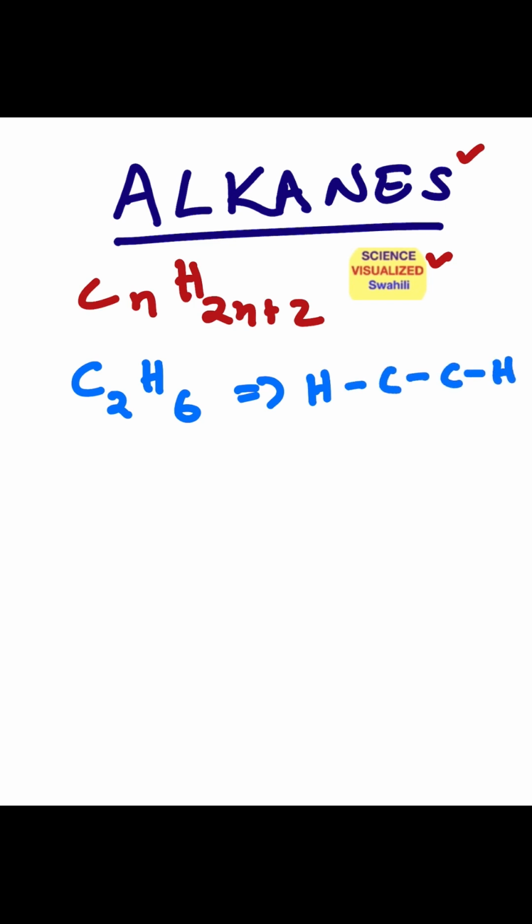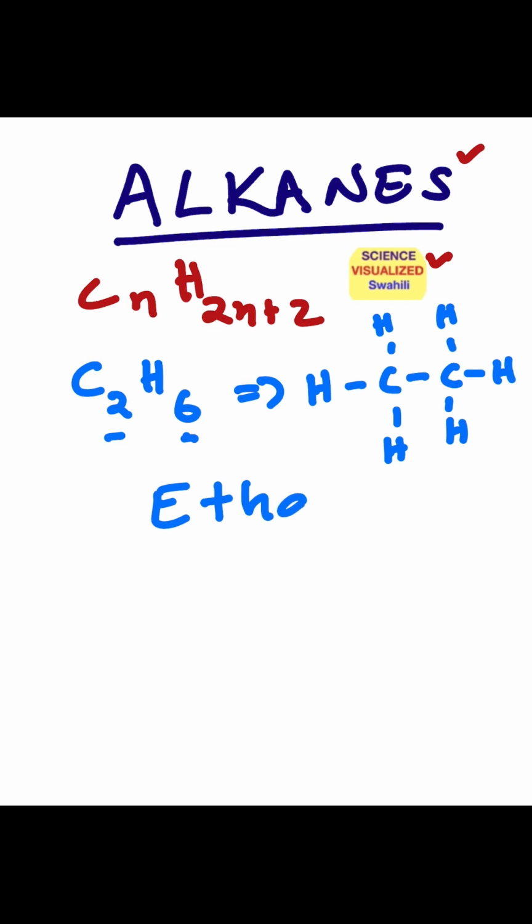Now, if n is 2, then the alkane for that will be C2H, 2 times 2 is 4, plus 2 gives you 6, and that can be drawn as 2 carbons. Carbon makes 4 bonds, so each carbon is connected to additional hydrogens, and if you count the number of hydrogens, it's going to be 6. So you have 2 carbons and 6 hydrogens, and the name for that alkane is ethane.